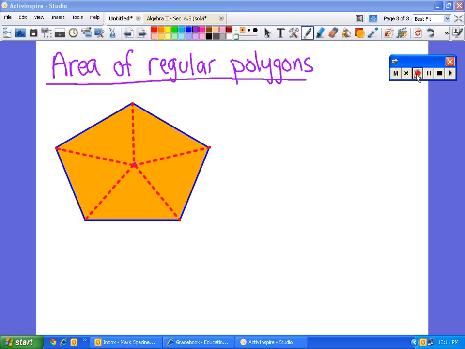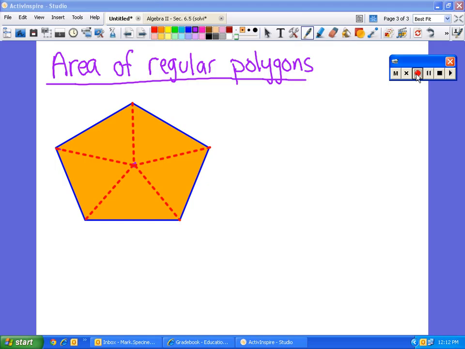Basically, what we're going to be looking at today is how to find the area. Now we've talked about how to find the area of parallelograms, trapezoids, rhombuses, and kites. Those are all special types of polygons. But what if we have a 5-sided figure, or a 6-sided figure, or a 9-sided figure? We don't have a special dedicated formula to find the area of that particular polygon.